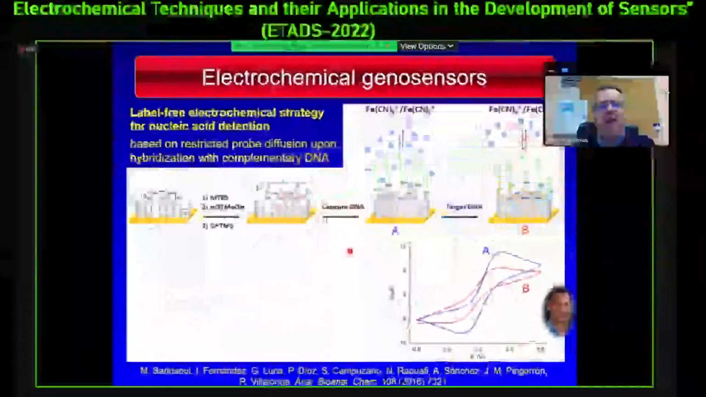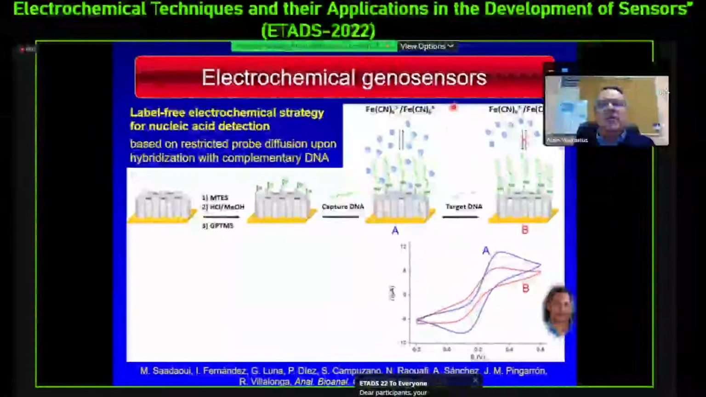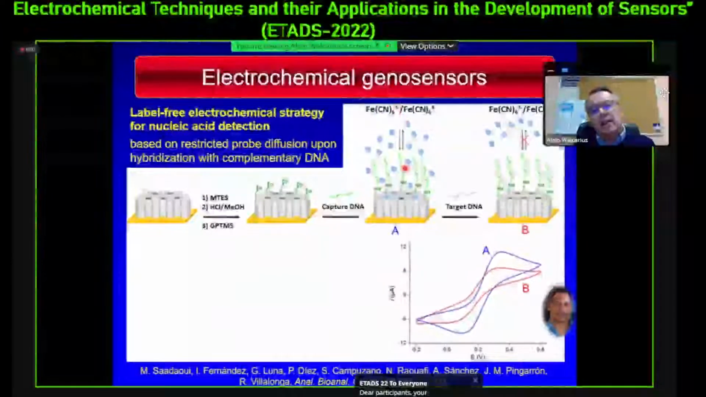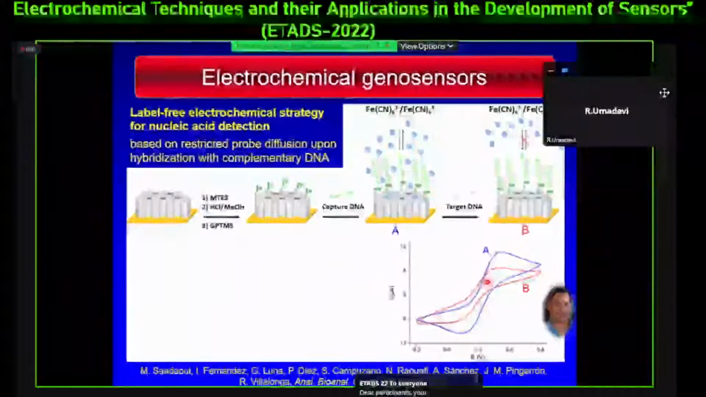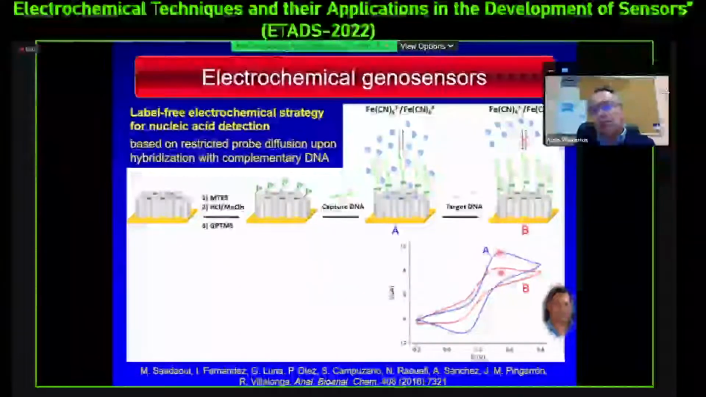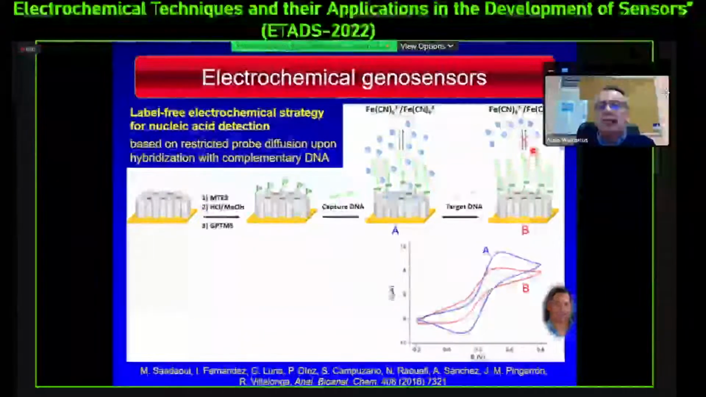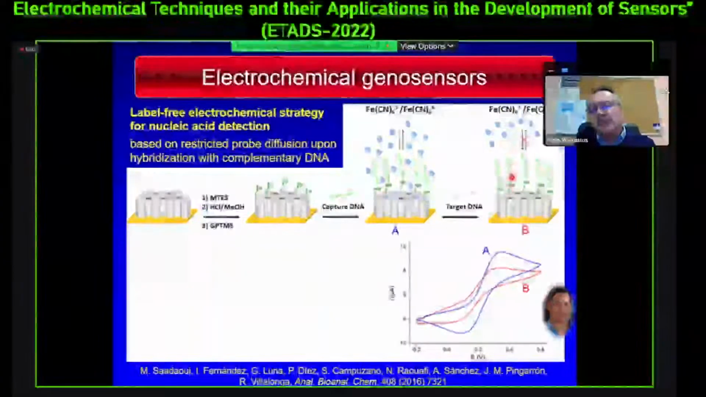Another example is by attaching DNA on the surface of the film and using a redox probe in solution. The probe is likely to diffuse freely before hybridization. This is here the blue curve. But after hybridization, we observe a current decrease, which is due to the fact that the diffusion of the probe is restricted by this hybridization.